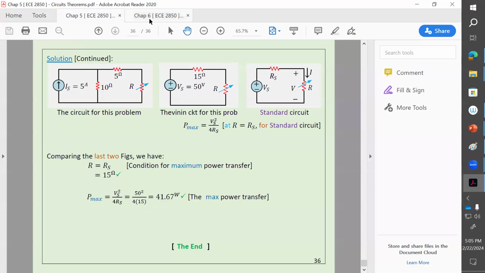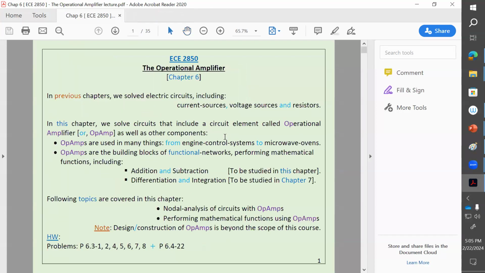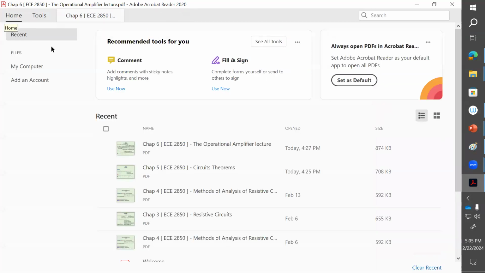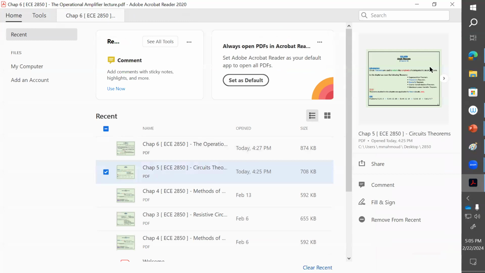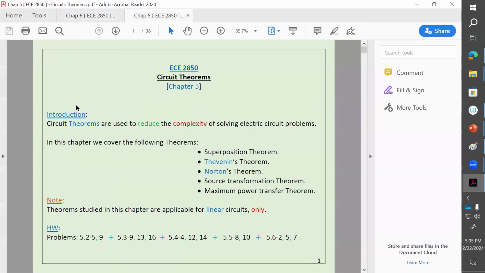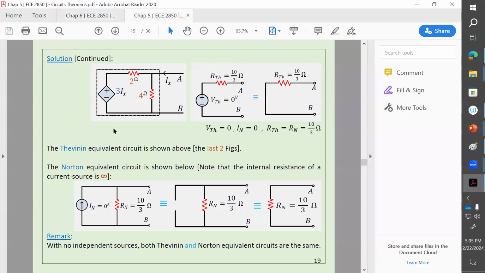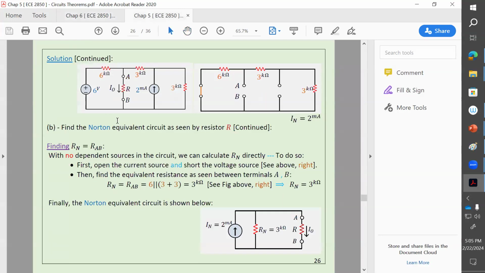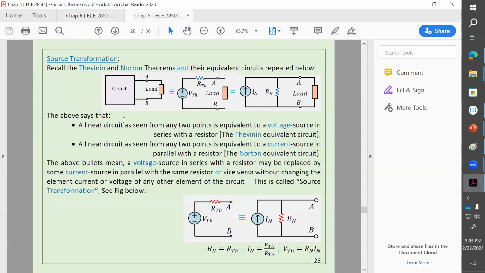Any questions so far? Yeah, sure. When you're changing the current source and the parallel resistor to a voltage source, is the voltage the current times the resistor? Yeah, let me come here. Look here. So here, VTH is what? IN times RN. If you move from here to here. Yes. Okay.